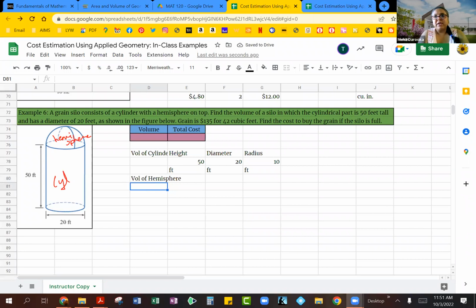Okay, Michael, are you giving me the cylinder, or are you giving me the total? A cylinder. Just the cylinder. Okay, thank you.